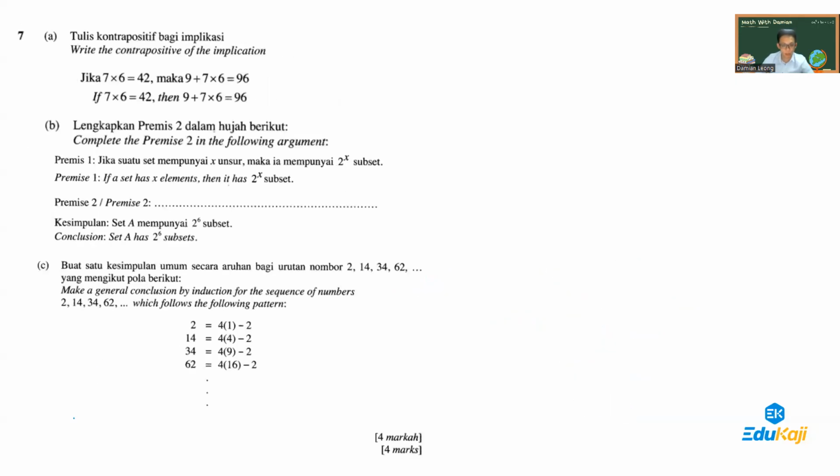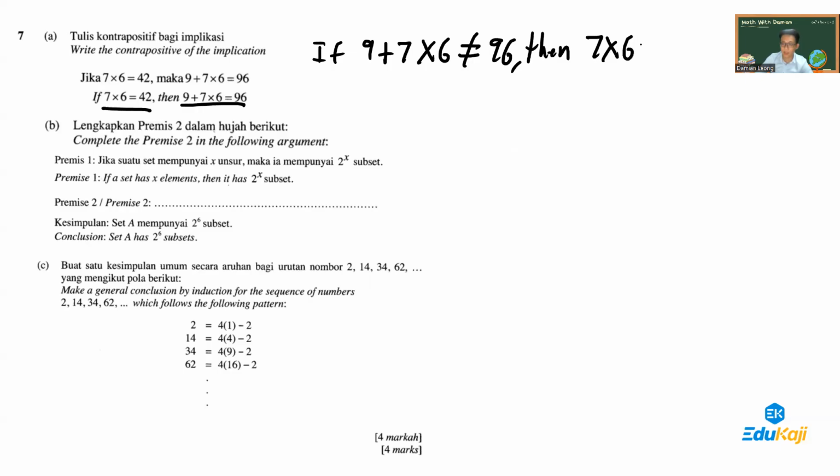Question 7. Write the contrapositive of the implication here. So contrapositive means switch the antecedent and consequent and also negate both statements. So means if this one, but negate it, 9 plus 7 times 6 is not equal to 96, then this one and negate 7 times 6 not equal 42.